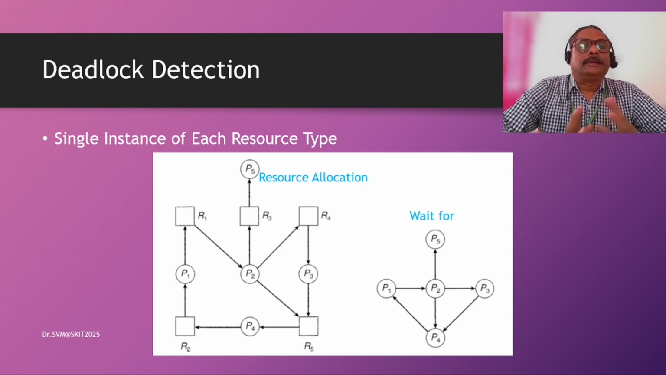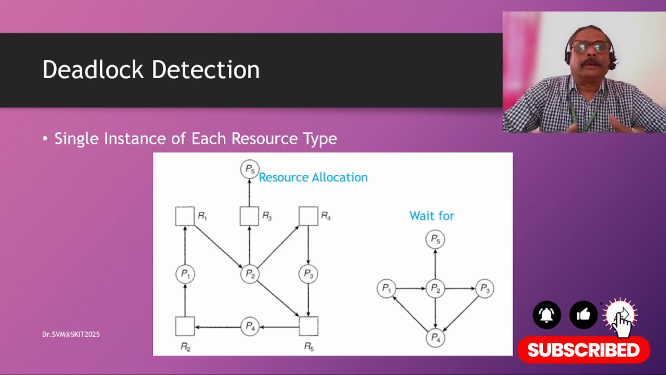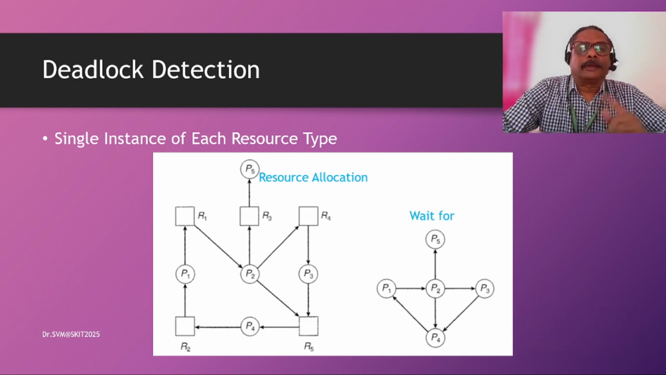When we are detecting a deadlock, it should have four conditions. One, mutual exclusion. Yes, of course, we cannot avoid that. Second is hold and wait. Yes, it may be there. Third is no preemption. And the fourth one is cyclic wait.